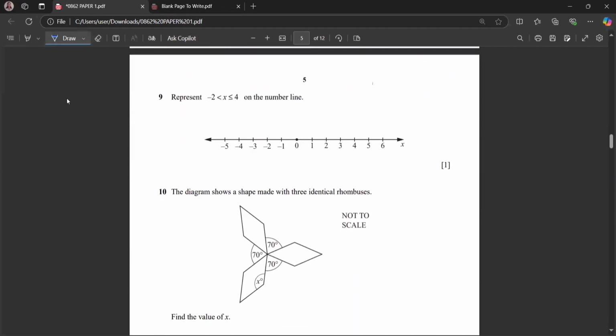Okay, ninth question. Represent x greater than -2, less than or equal to 4 on the number line. So greater than means that number is not included. Everything more than -2, but not -2. -2 is not included. Less than or equal to 4 means everything up to 4. So -2 to 4, excluding the number -2.